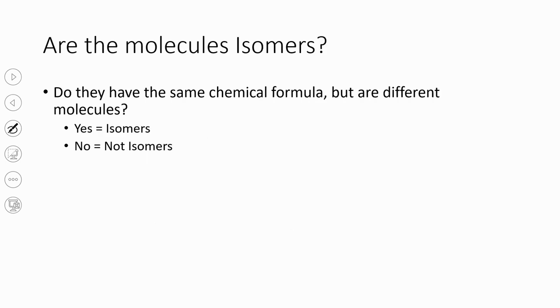So this is the question that I ask when I'm trying to decide if something is an isomer. Check, do they have the same chemical formula? If they have the same chemical formula, but they are in fact different molecules, there's different connectivity, then yes, they are isomers. If they don't have the same chemical formula, they can't be isomers. If they are the same molecule, so if it's just a mirror image of a molecule, or it's rotated or flipped or something, it cannot be an isomer. That's just the same molecule.